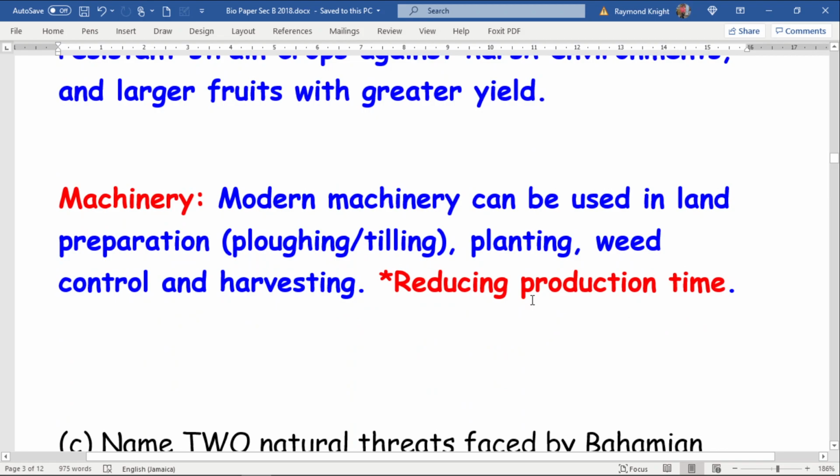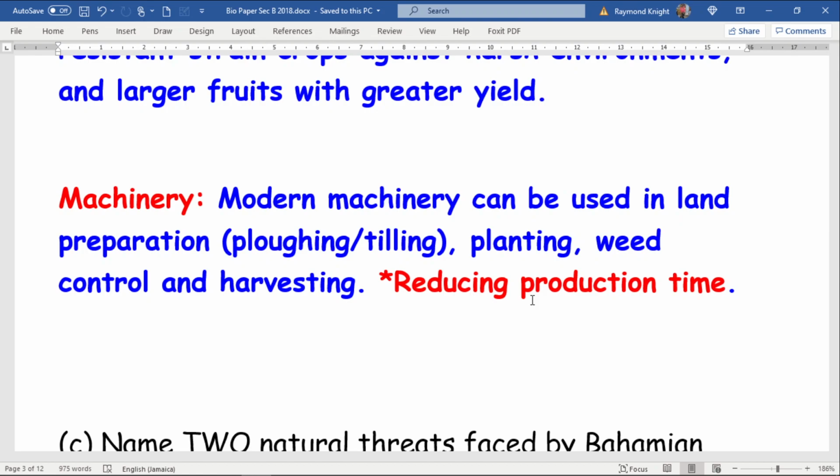The next one is machinery. Okay. And machinery, I'm specifically going to talk about modern machinery. And it's okay. Modern machinery can be used to prepare your land. So you can use it for land preparation, such as the plowing and tilling of the soil. And so you save time by not using persons or manual labor to do all of this, right? So you can use large tractors or specially designed equipment to quickly plow the land, till the soil, and also to plant the corn.